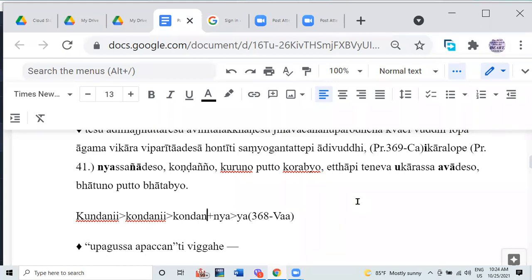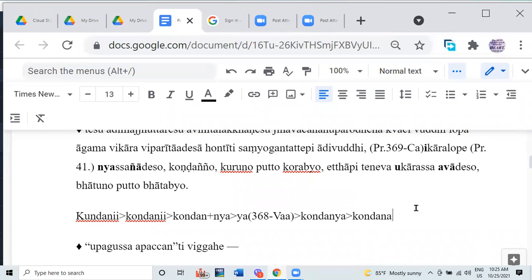Konda. Okay, like this. Konda. At the time, na and ya, nya changes to like this. Konda, Kondanya. Nya changes to nya. Kondanya. I cannot type. This nya, no, na. Kondanya.